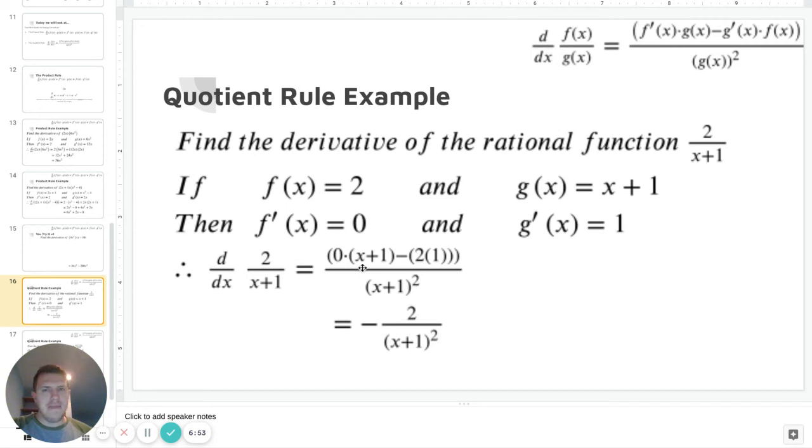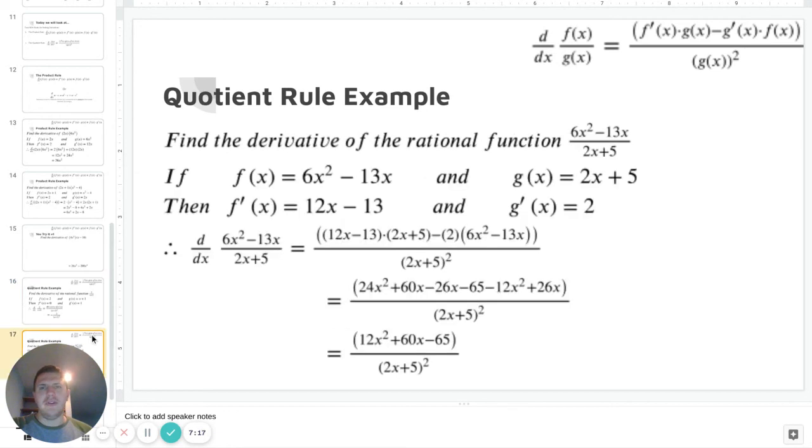When I do that, f prime of x is 0. 0 times g of x is 0. These guys are going to cancel. And then 2 times 1 gives me just 2. And then I can leave this denominator, this g of x squared, as x plus 1 squared. So the first term canceled out, 2 times 1 is just 2, so negative 2 divided by x plus 1 squared. Pretty simple, all right?